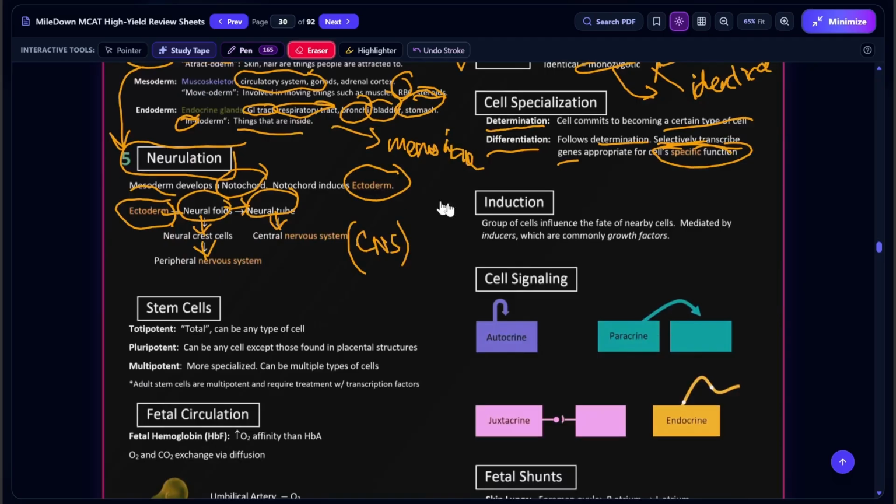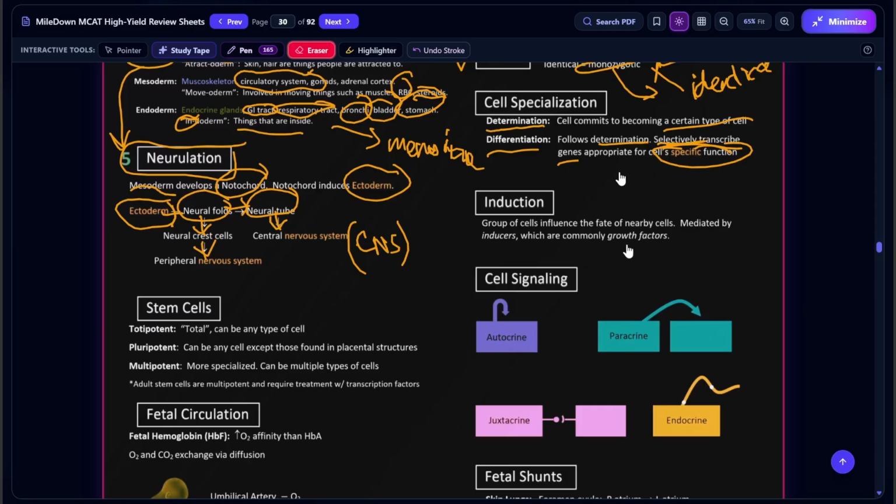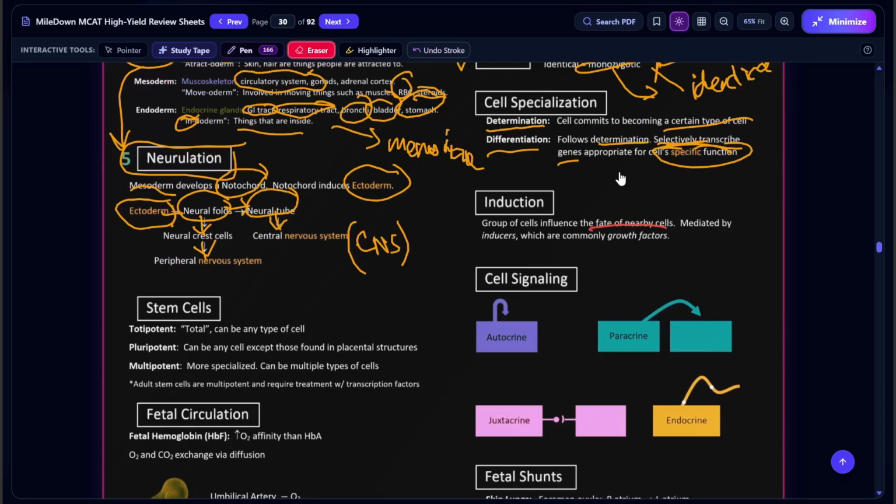Okay, now we also have induction, where a group of cells influence the fate of nearby cells, mediated by inducers, which are commonly growth factors. So give me a second. So for example, you have something that sends something to the cell and sends something to something else. Oh, why is it not working? Sending, and you have this, and it's capturing it. And so a group of cells influence the fate of nearby cells. Sorry, this is not a good idea. This is not a good example.